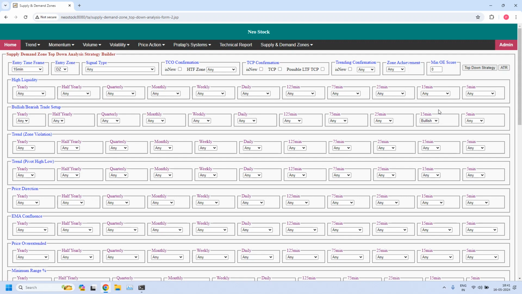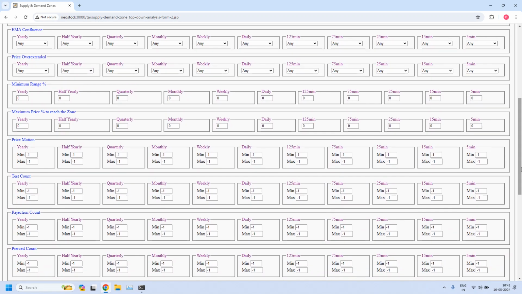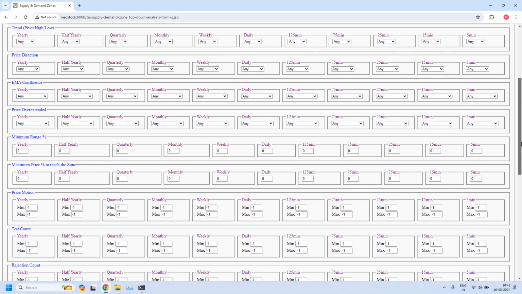Now apart from this, I also would like to set 3 additional filters. The first filter is I don't want pierced zones. That means my pierced count should be 0. If pierced count is 0, it means the zone is not pierced. So we have a parameter called pierced count. Look into the last parameter in this page, pierced count. What is our entry time frame? 15 minutes. So in 15 minutes time frame, you set the minimum value as 0 and also the maximum value as 0. That indicates pierced count should be 0. If the pierced count is 0, it is an indication that the zone is not pierced. You already learned pierced zones are not tradable zones. That's why we don't want pierced zones. So we set the pierced count as 0.